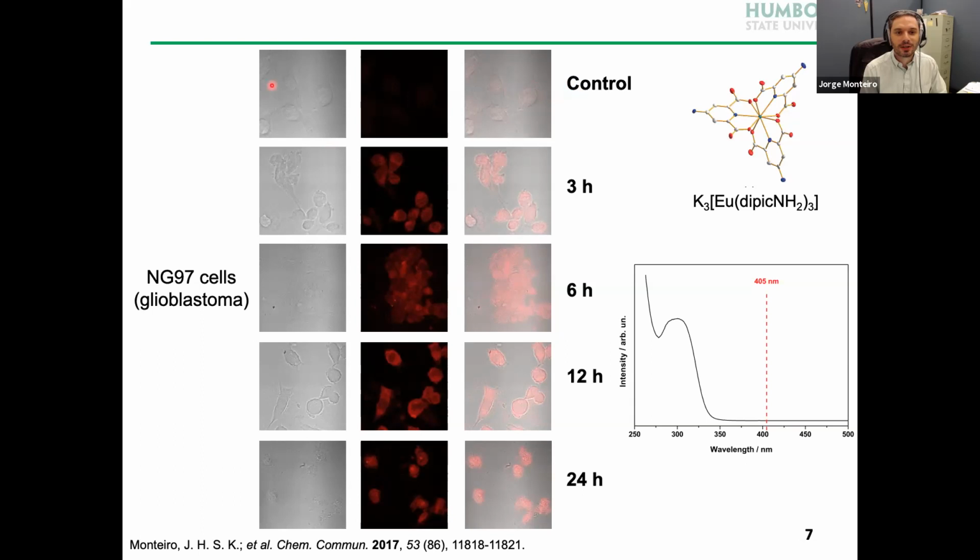So you can see here three columns. The first one is just a bright field image. The second one is just the luminescence channel. And then the third one is an overlay between the first and second. Looking at just the control, the cells without treatment with the complex, there is a very faint luminescence in the red. And after incubating the cells with the complex for 3 hours, you can see that they get very nice and red. That means the compound was taken up by the cell, and now we can tag the cells using luminescence imaging.